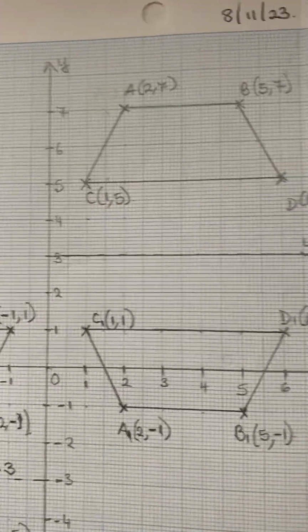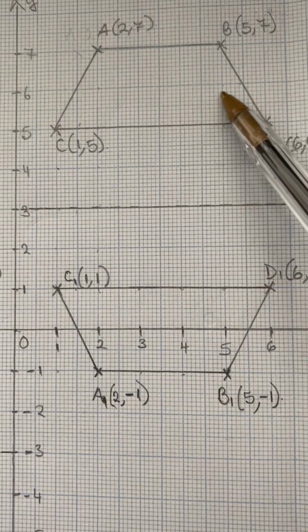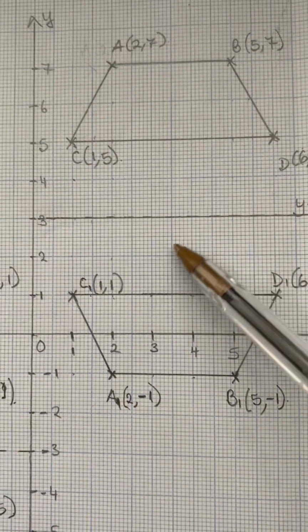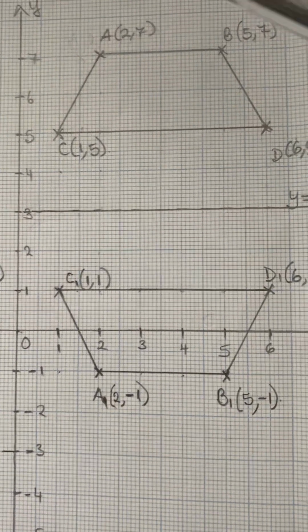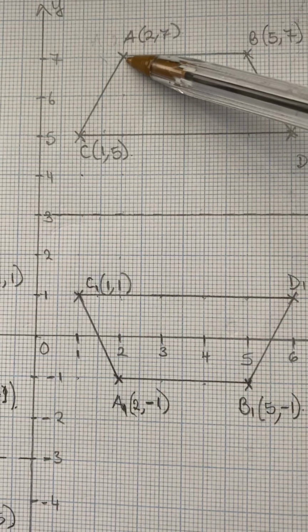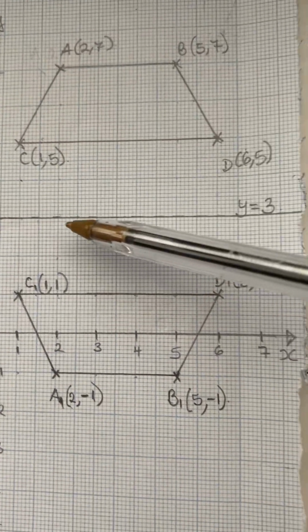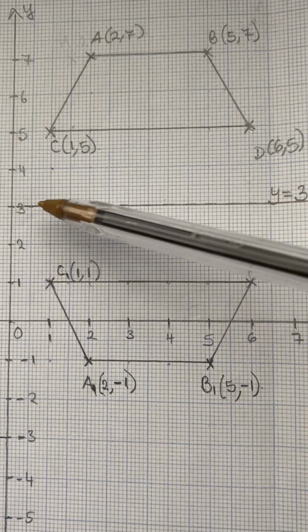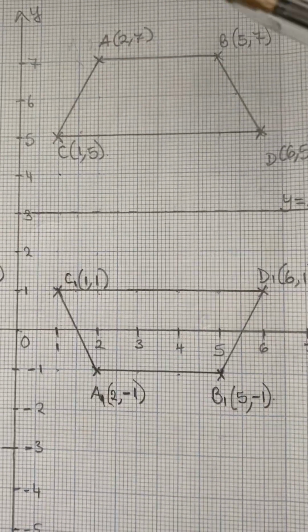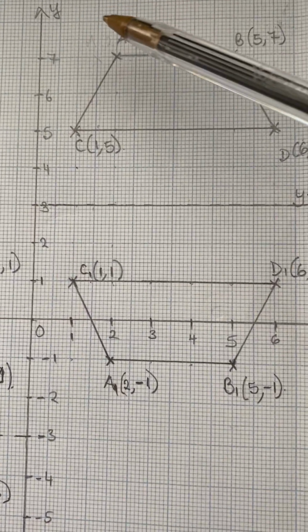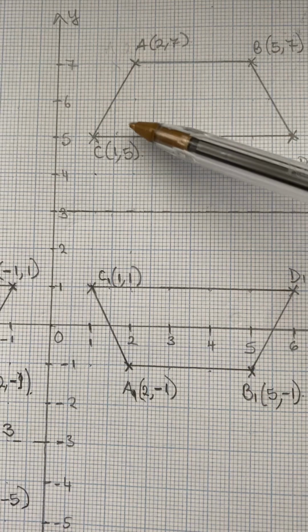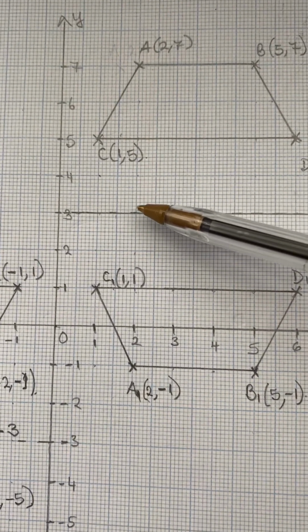Now, with this object, I'm going to reflect it using this mirror line. So now watch how I do it. Look at it. This is my A point. How many units do I have to count to get to y equals 3? You need to draw y equals 3 on your graph. Don't imagine it, draw it. So from A, you have 1, 2, 3, 4.